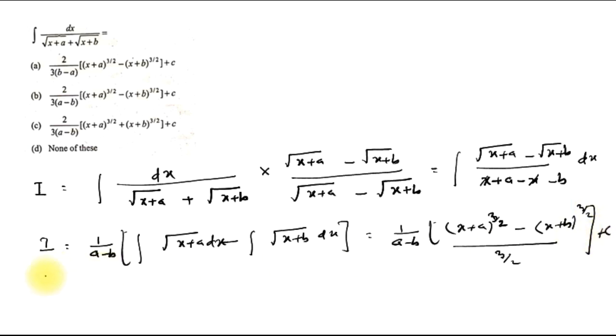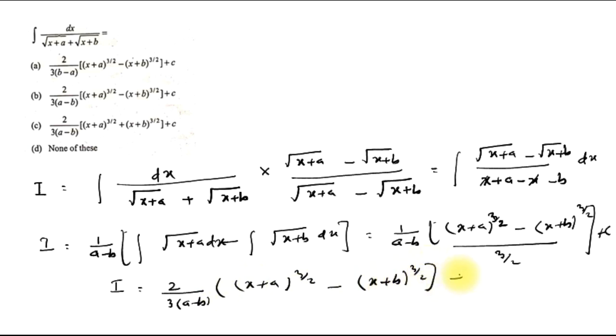So overall we can say that I is equal to 2 over 3 into a minus b, into x plus a to the power 3 by 2 minus x plus b to the power 3 by 2, plus integration constant c. So if we look at the options, we see that option B is correct.